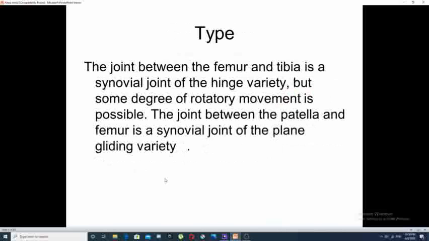Type of the knee joint: the joint between the femur and the tibia is a synovial joint of hinge variety, but some degree of rotation is possible at the joint. The joint between the patella and the femur is also a synovial joint, but it is of plain gliding variety.